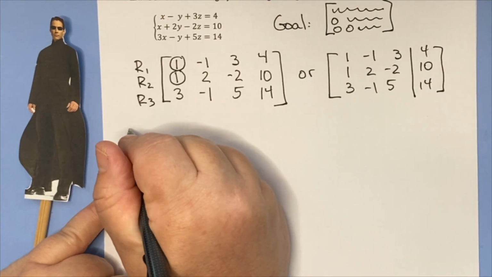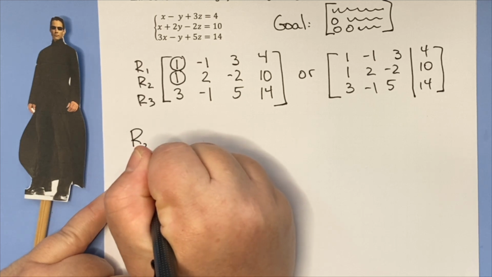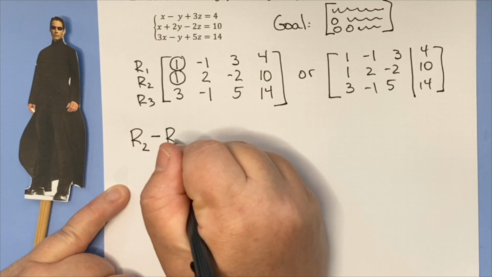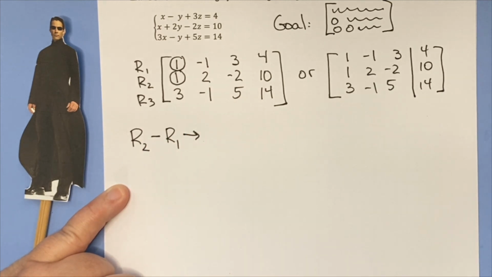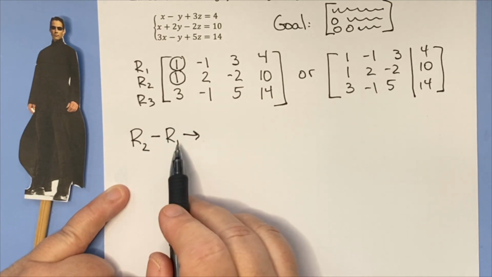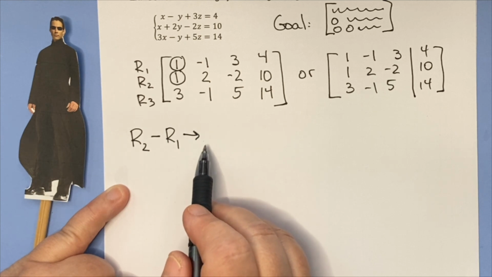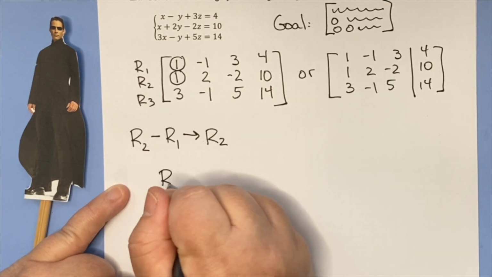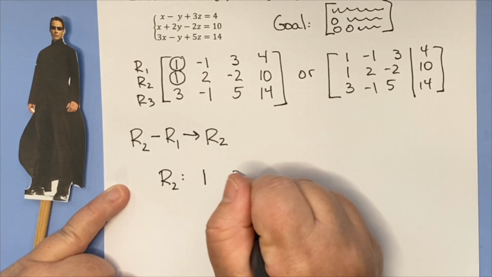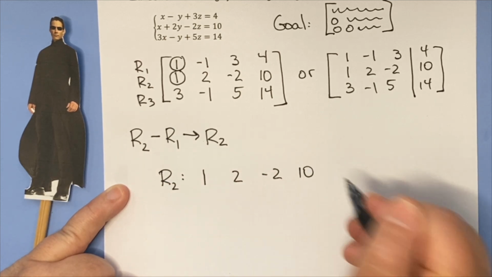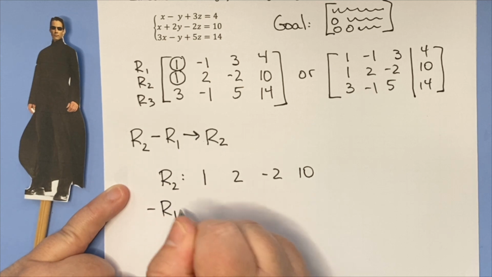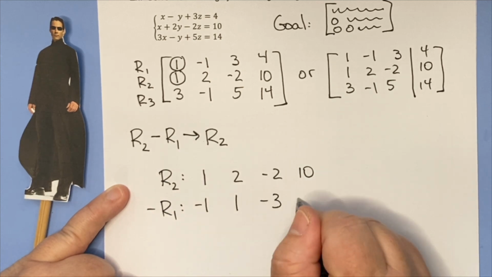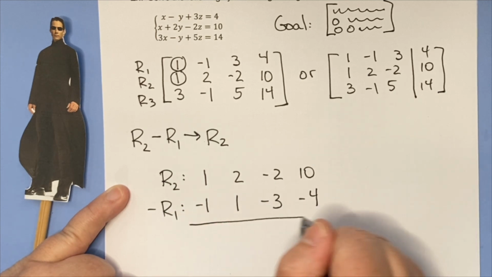And just like before, I'm going to say, let's take row 2 and add the opposite, or subtract row 1. And just like before, if I'm using row 2 and row 1, I can put this back in either spot. I'm going to put it back in row 2. So let's take a look. Row 2 is 1, 2, negative 2, 10. The opposite of row 1 is negative 1, 1, negative 3, negative 4.